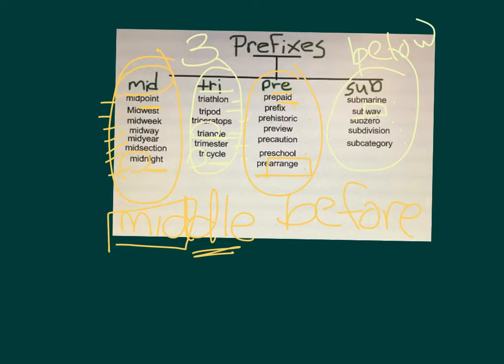Let's look at sub-zero. My base word is zero. So below zero. Oh, I know some of those really cold winter days when the temperature is minus 10. Ooh, I could say it is sub-zero. The temperature is below zero. So, word wizards, hopefully you see that prefixes change the meaning of the root or base word.